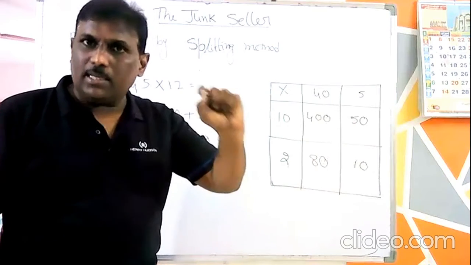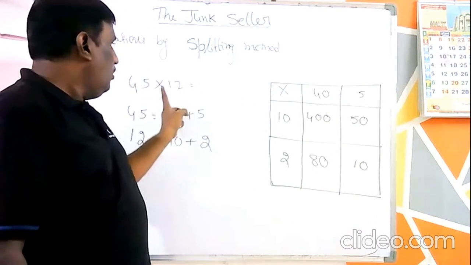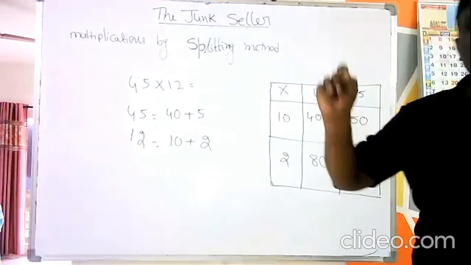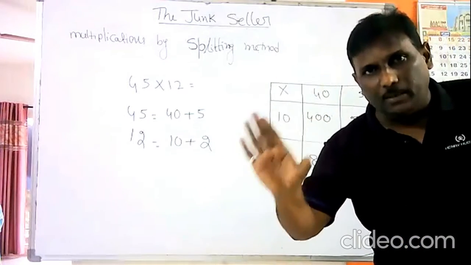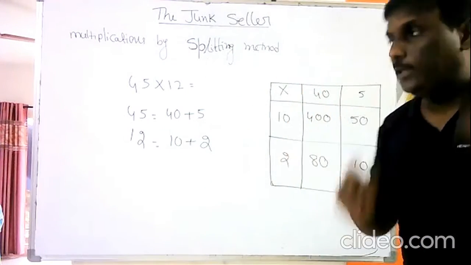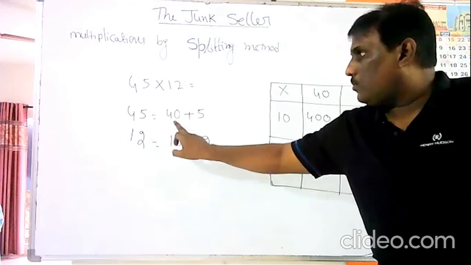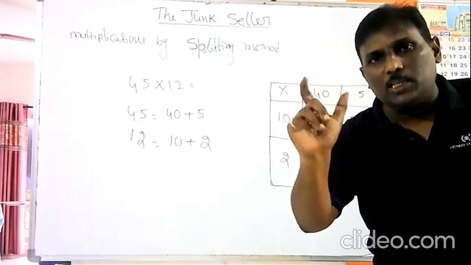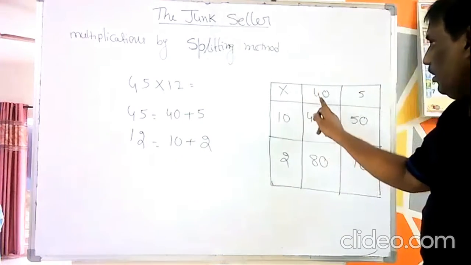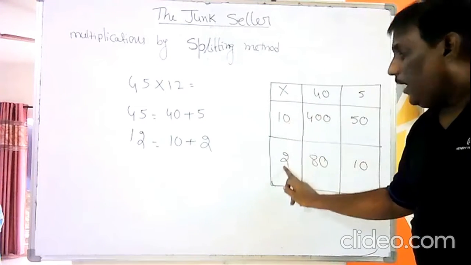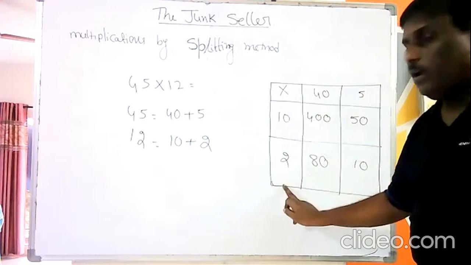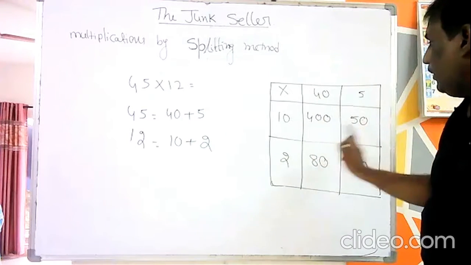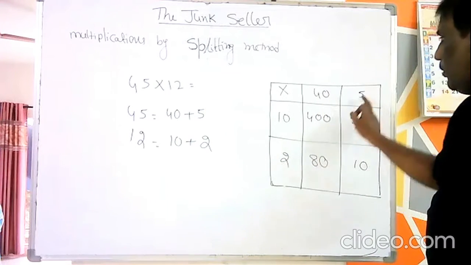I will explain once again. Please listen carefully. 45 into 12: how to do this in the splitting method? Today we are going to learn the splitting method, so concentrate carefully. 45 means 40 and 5, 12 means 10 and 2. You have to express it to the nearest 10. Write in rows and columns. Multiply 10 into 40, 10 into 5, 2 into 40, 2 into 5.